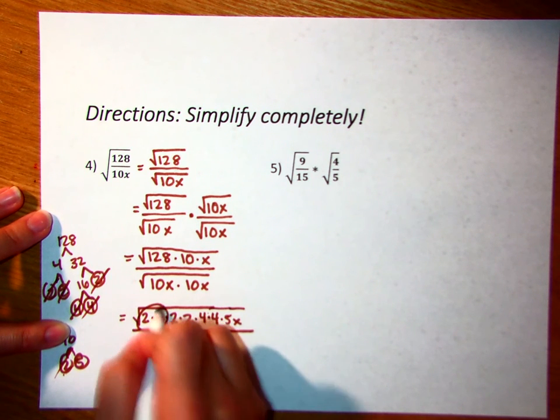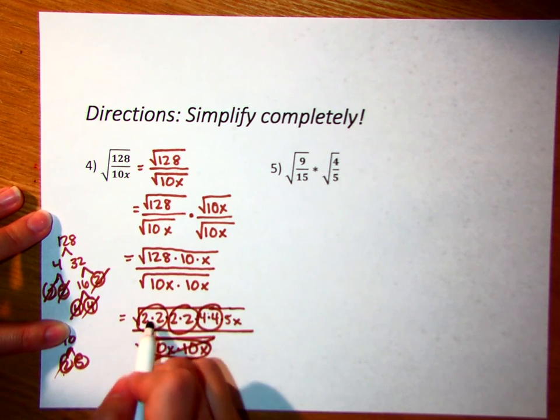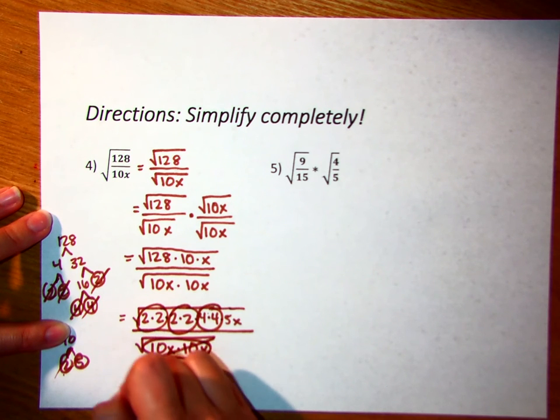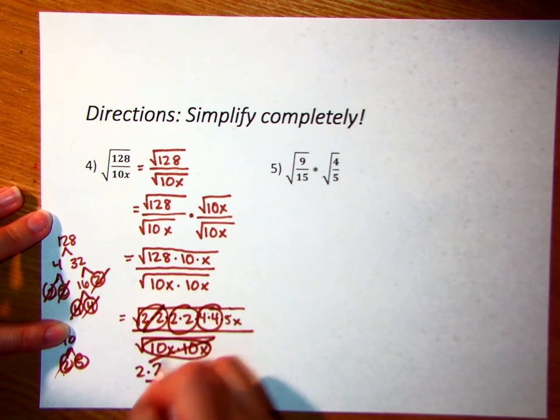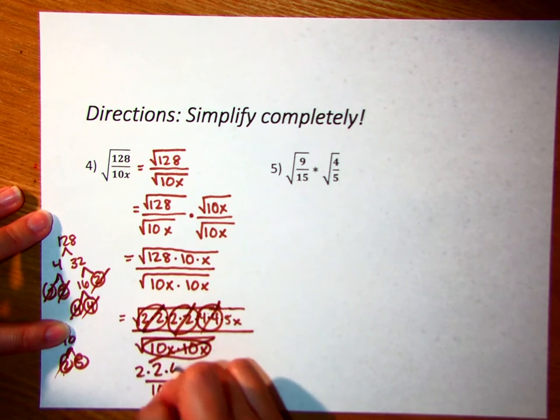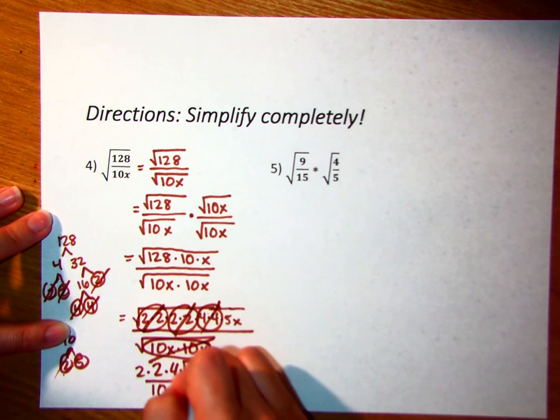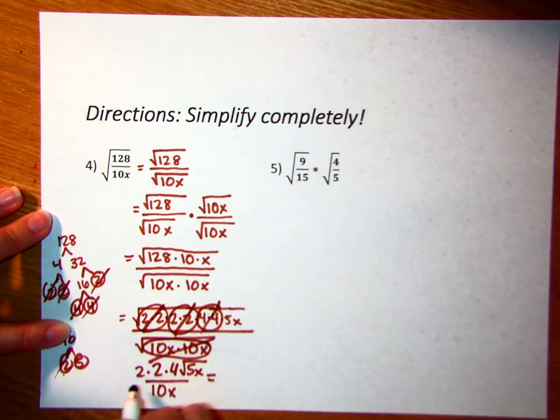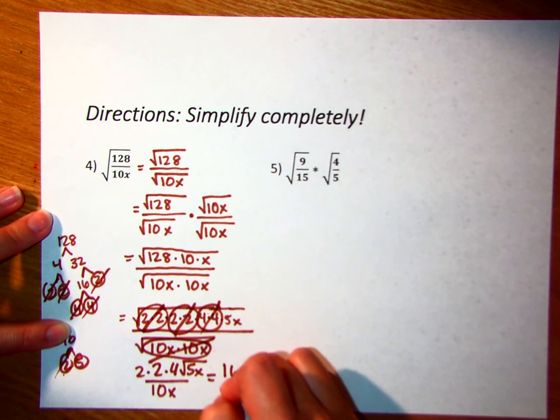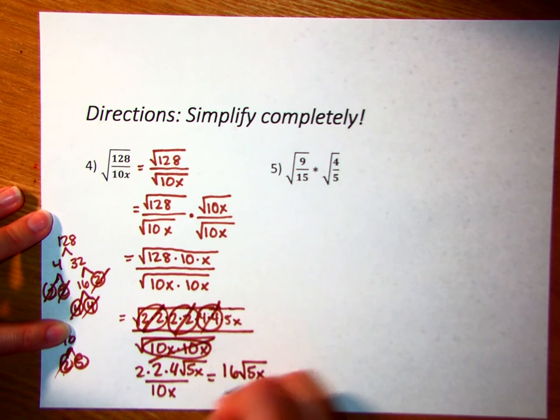On the top, here's 1, 2, 3 twins. So we pull out a 2, done. Pull out a 2, done. Pull out a 4, done. Still on the inside is a 5x. So if we did this, that's 2 times 2 is 4. 4 times 4 is 16. Square root of 5x over 10x.